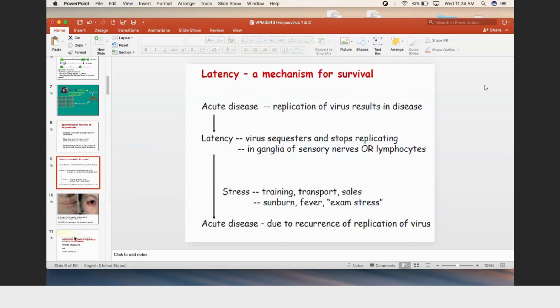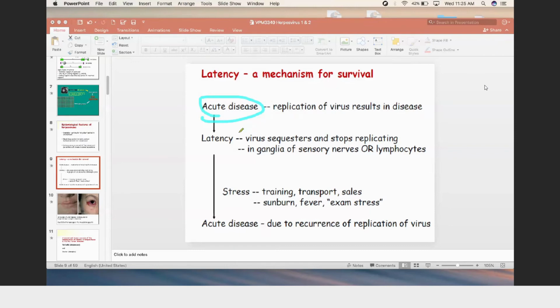Latency is a very important topic in herpes virus. It is a mechanism for the virus to survive for a long time. So acute infection, acute disease, is a situation where, for the first time, the animal or host is exposed to the virus and produces a disease. That's what we call acute disease.